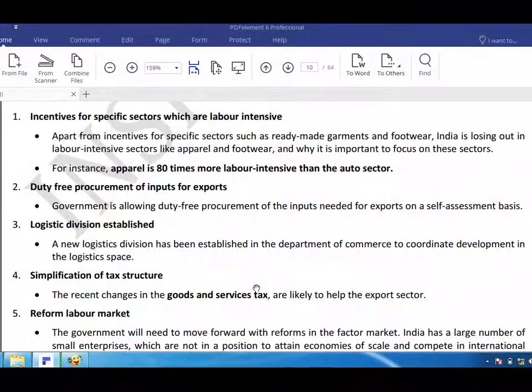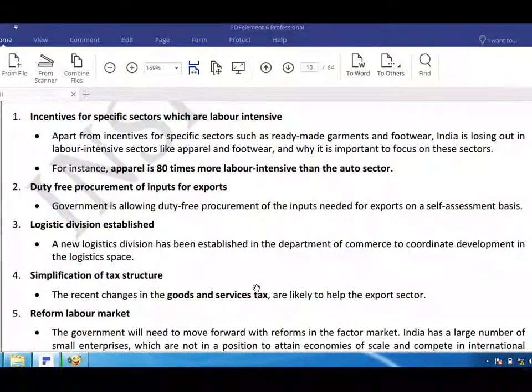For instance, apparel is 80 times more labor-intensive than the auto sector. 2. Duty-free procurement of inputs for exports. Government is allowing duty-free procurement of the inputs needed for exports on a self-assessment basis. 3. Logistics division established. A new logistics division has been established in the Department of Commerce to coordinate development in the logistics space.